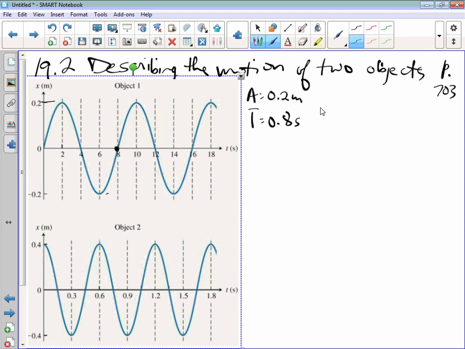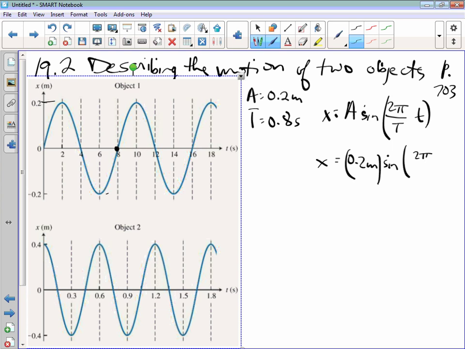The equation that we're given for position, x equals amplitude times sine of 2 pi over period multiplied by time. So we can describe this with an equation just plugging in the values that we can see. We can say 0.2 for our amplitude. We can put sine 2 pi. Our period is going to be 8 seconds.